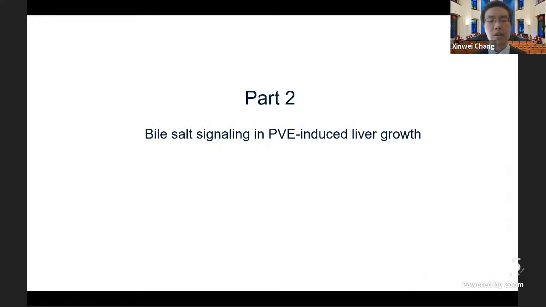In part two, we studied the role of bile salt signaling in PVE-induced liver growth.